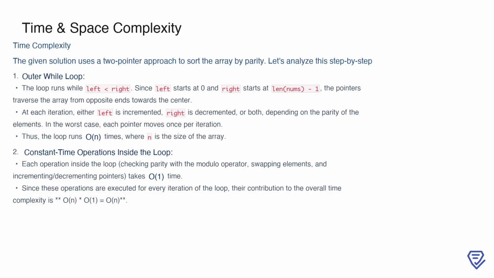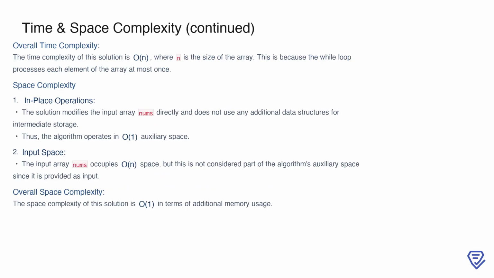Inside the loop, all operations, such as checking the parity of elements using the modulo operator, swapping elements, and updating the pointers, are constant time operations, or O(1). When you multiply the O(n) iterations of the loop by these constant time operations, the overall time complexity is O(n). This ensures the algorithm processes the array in linear time. Now, when you consider the overall time complexity, it is clear that the while loop processes each element of the array at most once, resulting in O(n) time complexity.